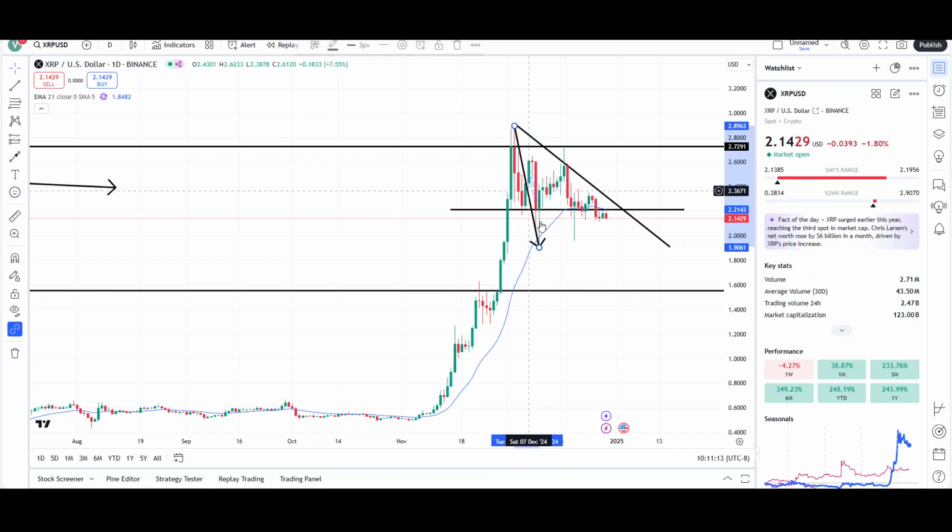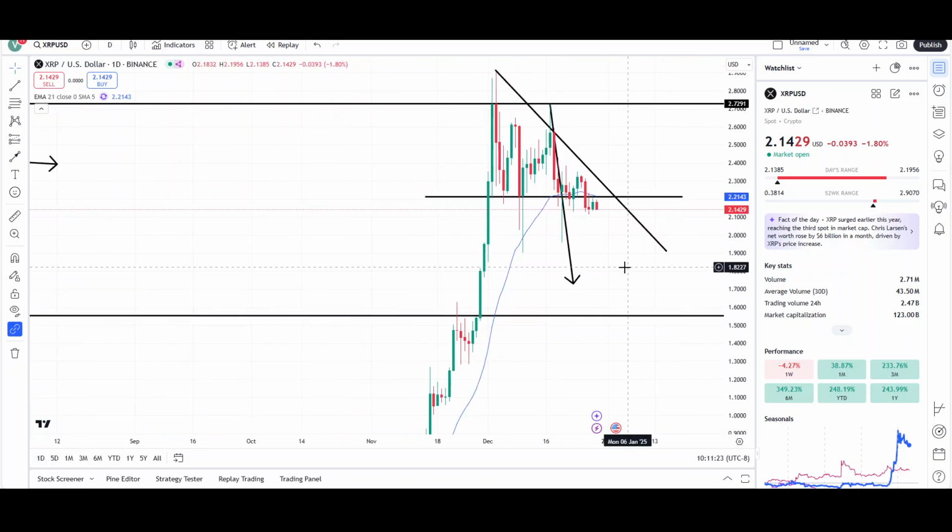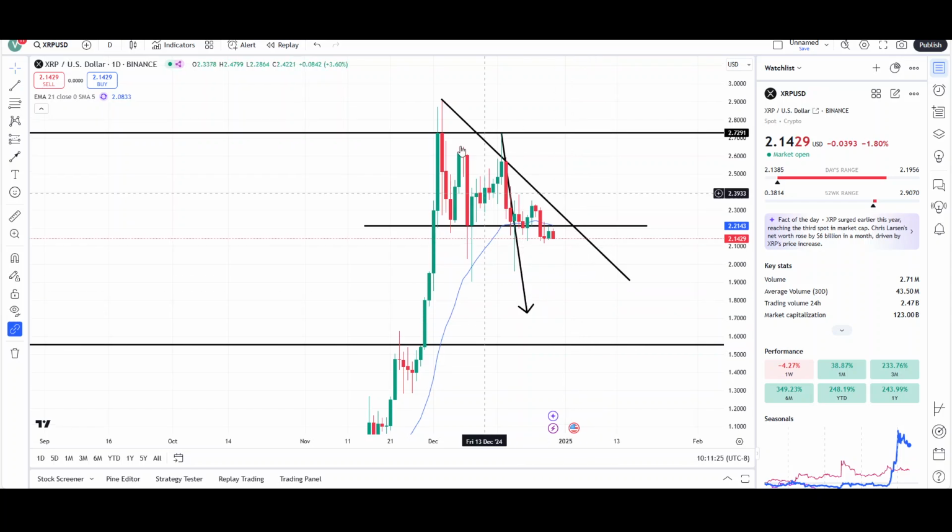You can see this is all one large leg right about there. You go and move this over. That's the start of the second leg. 1.72 is the target. So that's where price is headed. So that's one reason why price should be continuing lower.